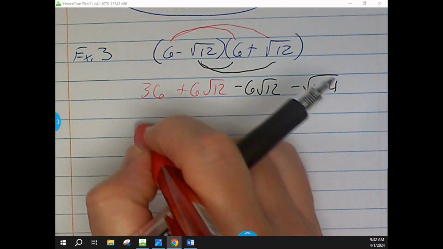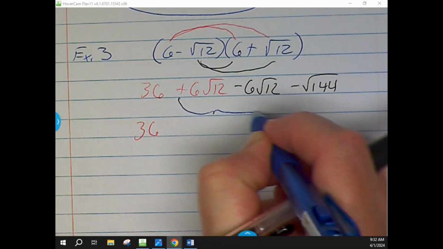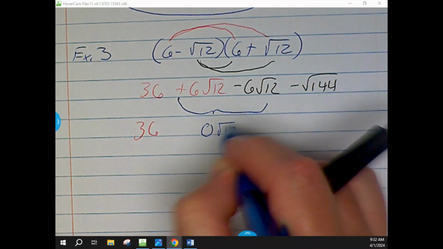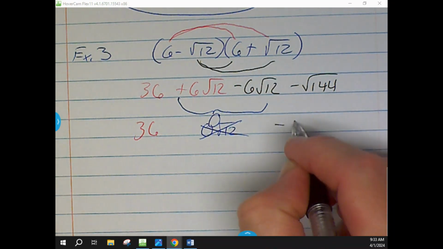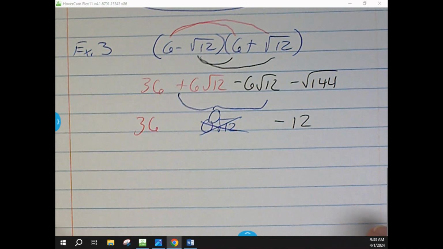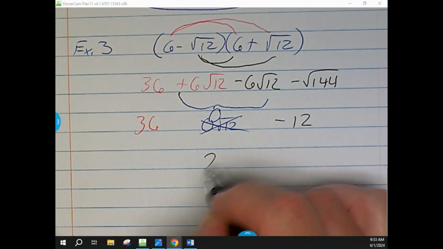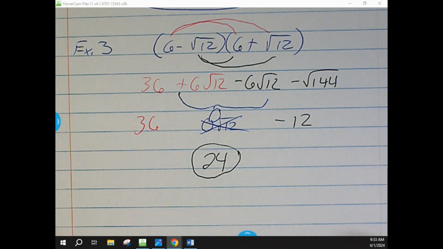All right, so 36 is good. What happens with the plus 6 minus 6? Makes it 0, right? So 0 square root of 12, which is just 0. So basically, that's just a 0 in the middle, which is basically nothing. We've got square root of 144. Well, that's 12. So it's 36 minus 12. So that would be just a 24.